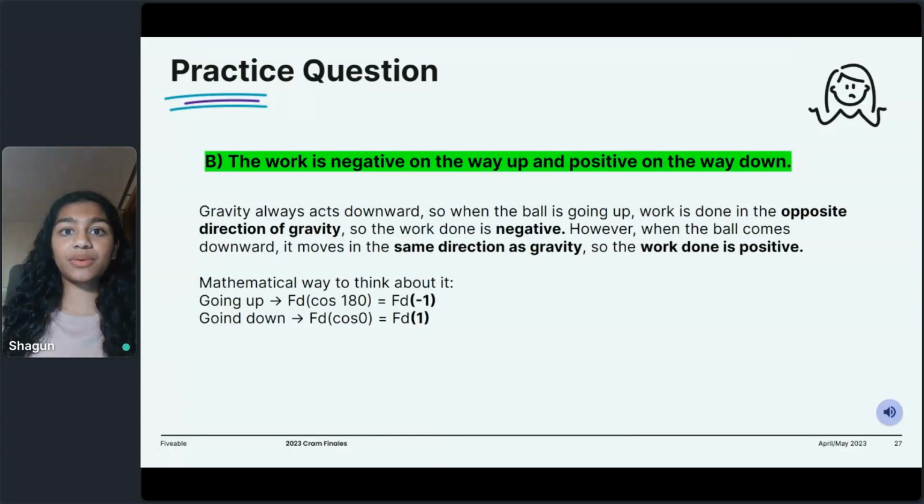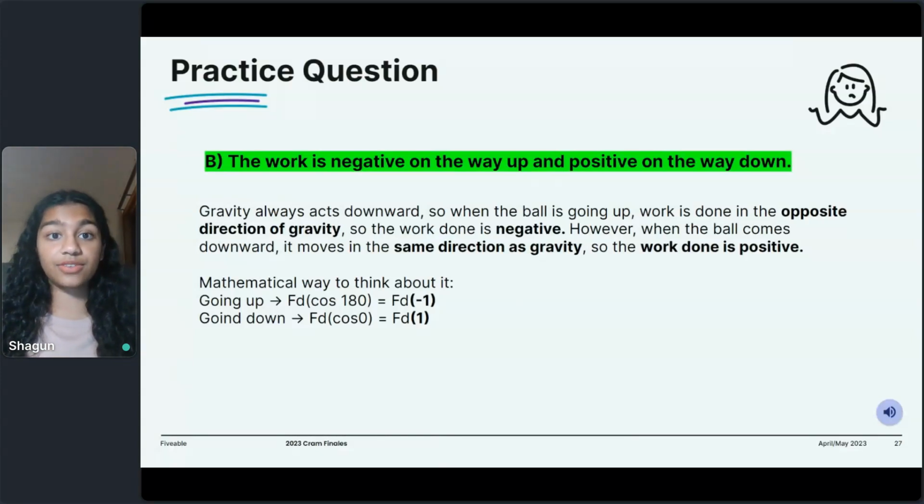So you always want to make sure, what I do is that when I draw my forces out, I make a little angle between, okay, what's my displacement and what's my force, since those are the two vectors you really want to think about.